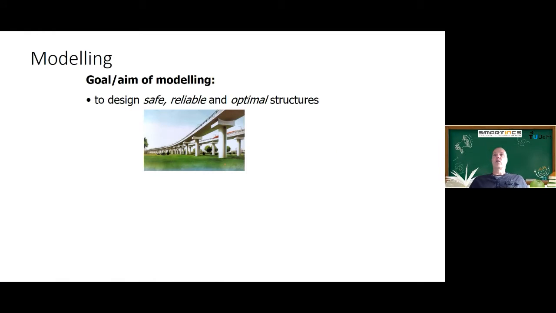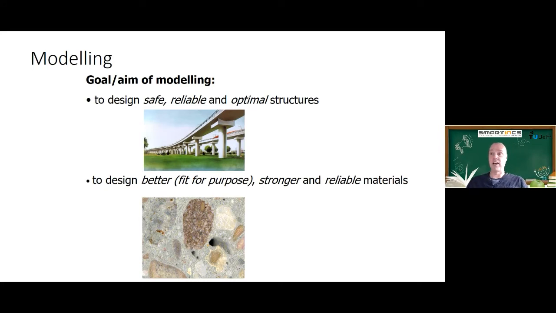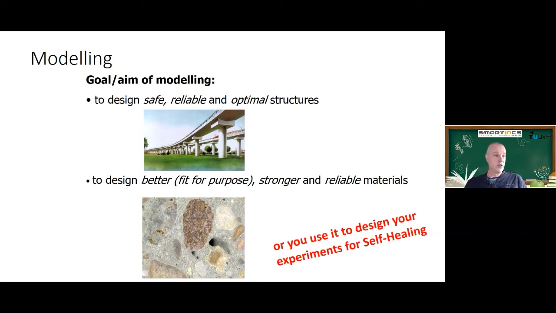If you are going to do modeling, then the aim of modeling should actually be to design safe, reliable, and optimal structures. Or maybe to design better, fit for purpose, stronger and reliable materials. So that's what we want to do. That's why we want to apply modeling to achieve that. And of course, you can also use it to design your experiments that you want to do for your project to study self-healing mechanisms. So for that, modeling is also a great tool.